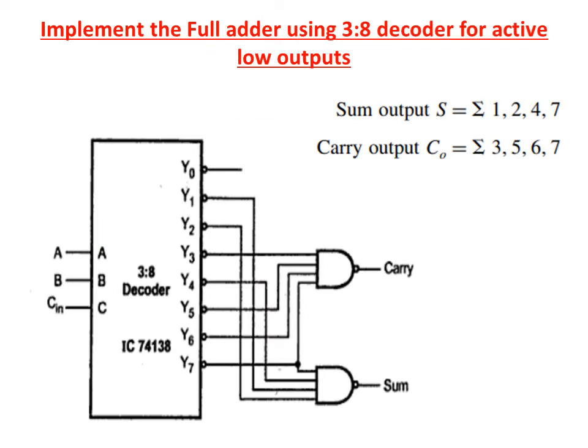Now we implement the full adder for active low output conditions. For active low output conditions, the outputs we obtain are max terms. So the Y0 to Y7 max terms are available, and the 3 input lines are A, B, C. For max term conditions, we have to use NAND gates and AND gates. Here we use the SOP expressions for sum and carry, so we use the NAND gate. This is the NAND gate for the carry expression, and this is the NAND gate for the sum expression.